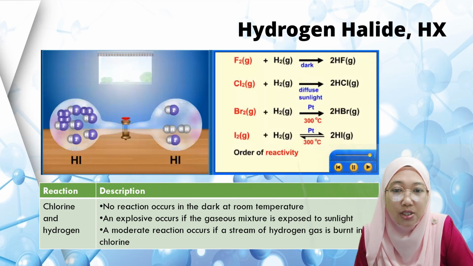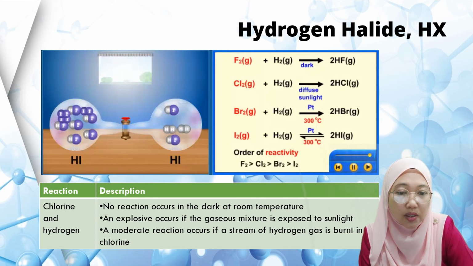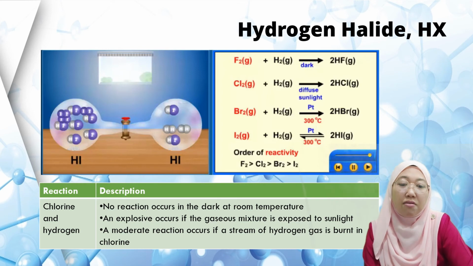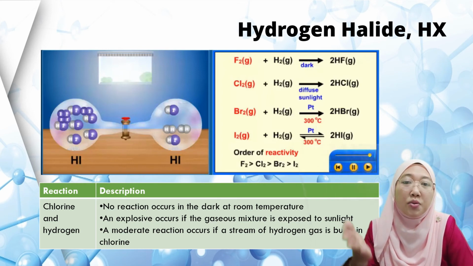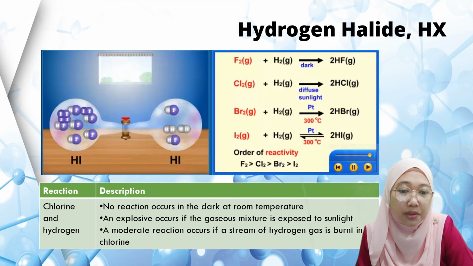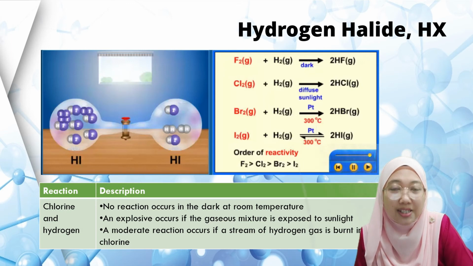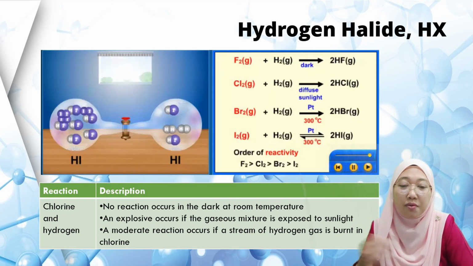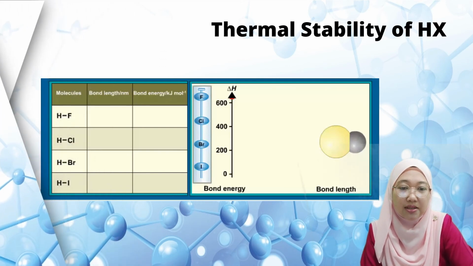So from this reaction, we can conclude that the relative reactivity is in the order of fluorine gas, chlorine gas, bromine gas, and iodine gas. This means when you go down the group, the reactivity is slower. It decreases. When you go down the group, the reactivity decreases.